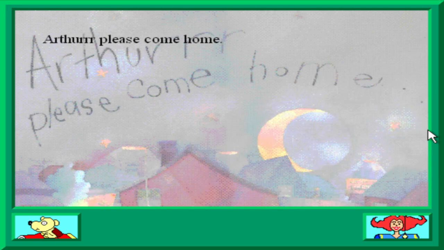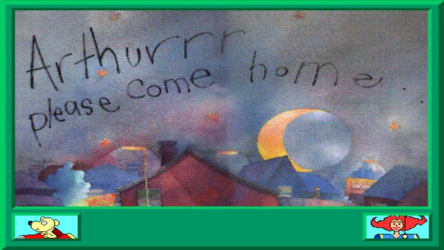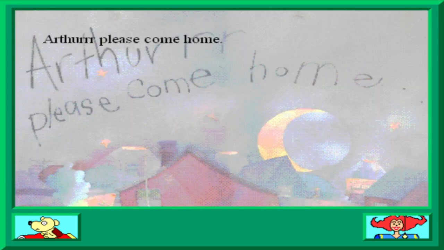These words tell what Melanie was calling out to Arthur. Find and click the word, please. Please. We say please when we really want something badly. Find and click the word home. Home. Right. The words up in the sky say, "Arthur, please come home."